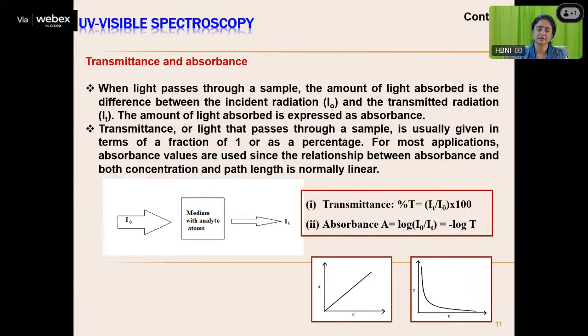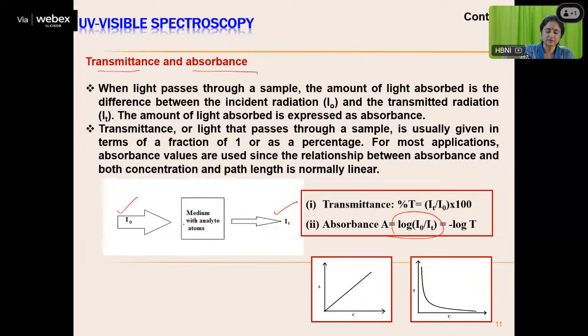Now, two important parameters or terms used in UV visible spectroscopy are transmittance and absorbance. So when light passes through a sample, the amount of light absorbed is the difference between the incident radiation I0 and the transmitted radiation IT. So the amount of light absorbed is expressed in terms of absorbance. Normally you must be well acquainted with the term absorbance in case of a UV visible spectrophotometer or atomic absorption spectrometer. So what is absorbance? It is log I0 by IT. And what is I0? I0 is the incident radiation and IT is the transmitted radiation.